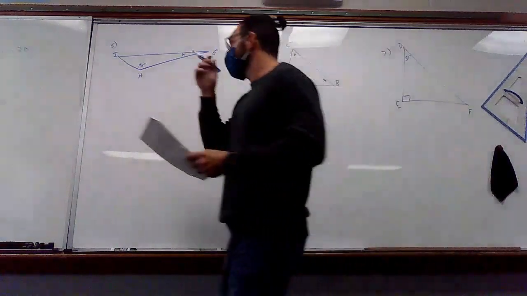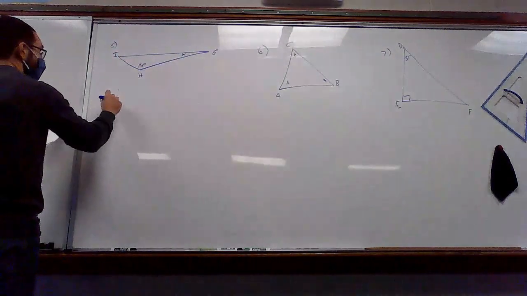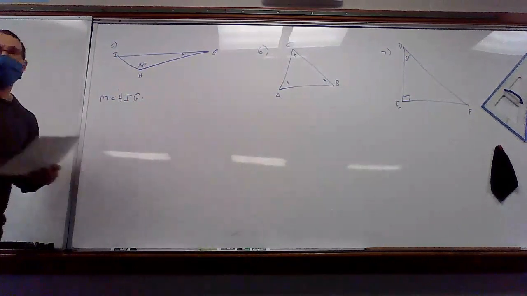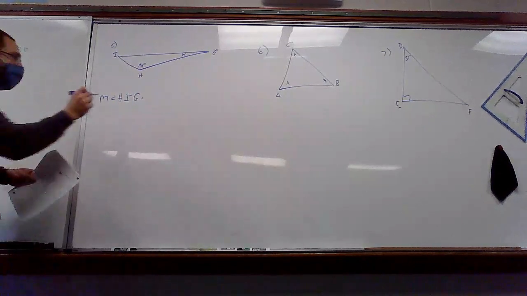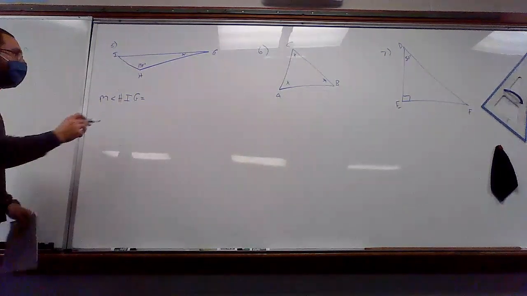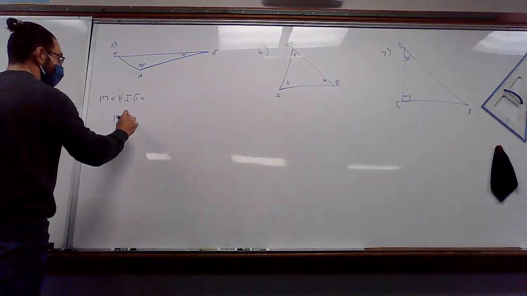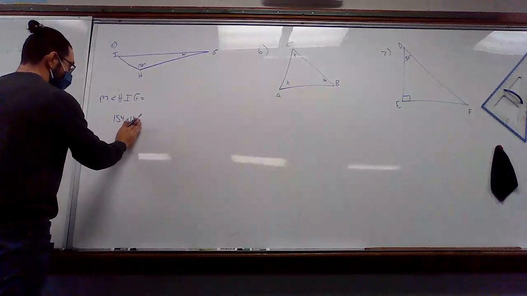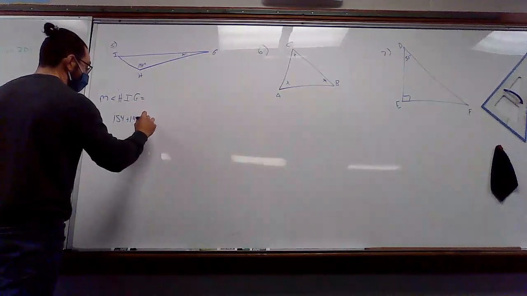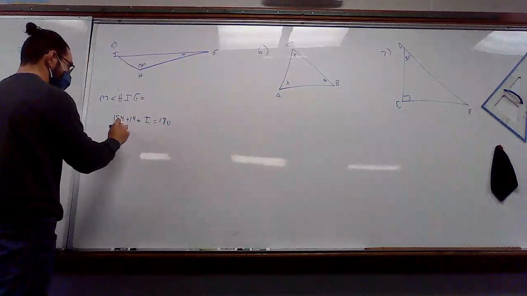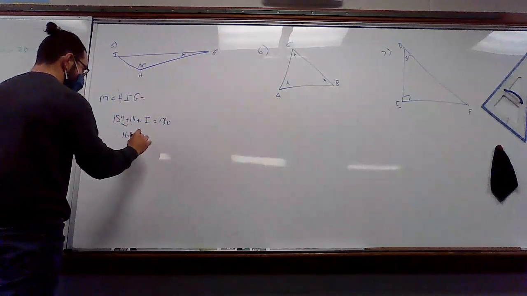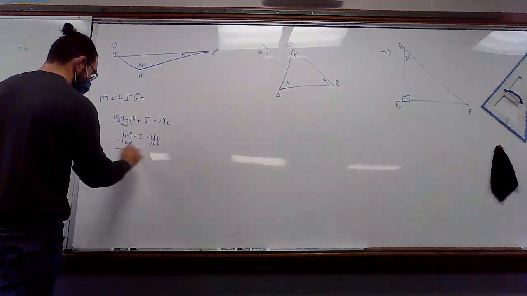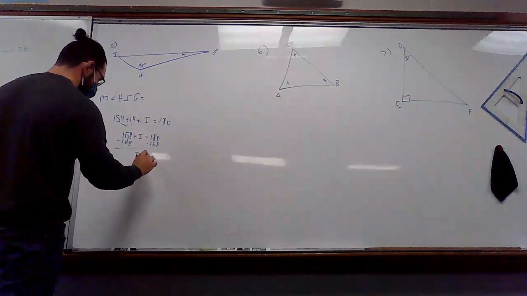Okay. So this one asks us to find the measure of angle HIG. Wait a minute, that's right. Didn't we already do this? Yes, we did. So how do we find the interior? We set up an equation of 154 plus 14, there we go. Stop, Mr. H. Plus, we'll call it I equals 180. 168 plus I equals 180. Subtract 168. That leaves me I equals 12 degrees.